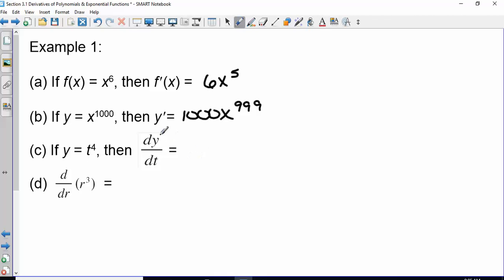Alright, if y equals t to the 4th, dy dt, this is just another way of saying derivative, would be? 4t to the... Alright, last one, d over dr of r cubed. That's just another way of saying, give me the derivative of r cubed. So that would be? 3r squared. I told you it would be a good day.